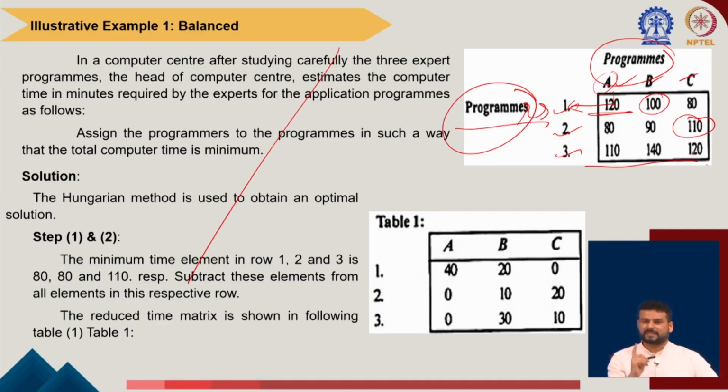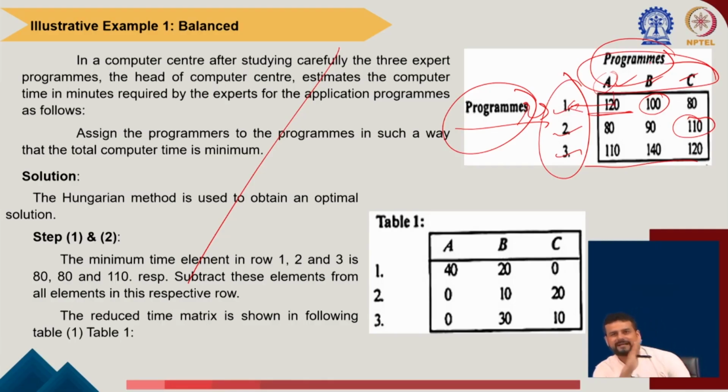Now the first step is to check whether the problem is balanced or not. Yes, it is balanced because the number of rows is equal to the number of columns. The next step is to find the minimum value in each row and subtract that value from all the other values. Here the minimum value is 80. If I subtract 80 from 120, 100, 80, it will be 40, 20, 0. The next minimum value is 80, and we subtract it from the rest of the values: 0, 10, 20. The next minimum value is I think 110, and we subtract it from 110, 140, 120, so the values will be 0, 30, 10.